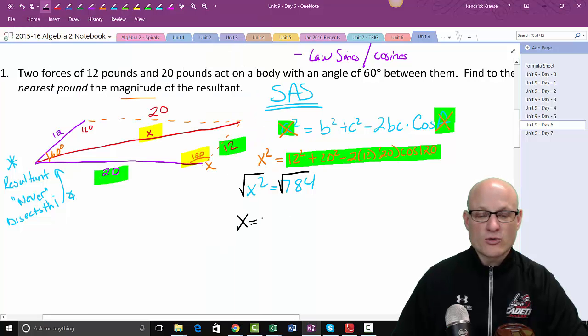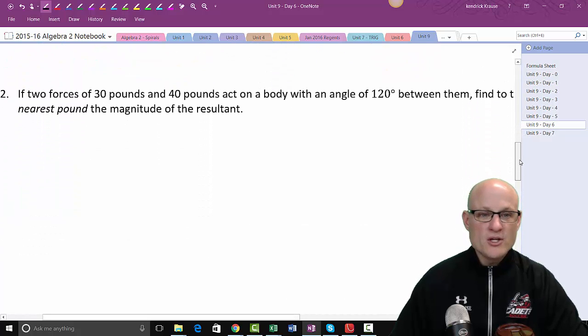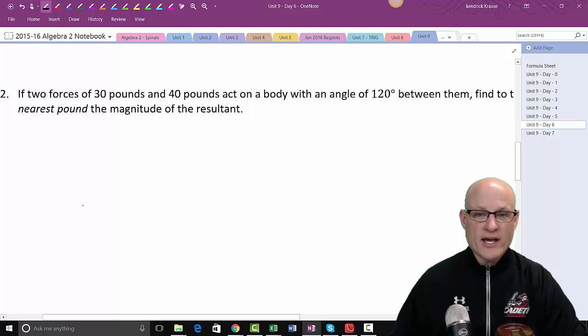So x equals 28. There we go. Done. Let's try the next problem. Two forces of 30 and 40 pounds act with an angle of 120 between them. Now, see how this is 120?